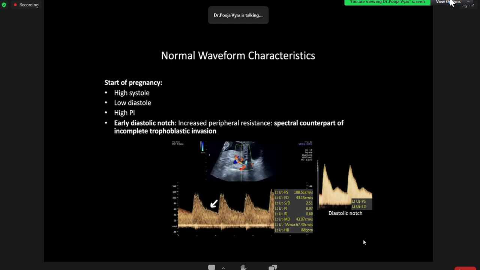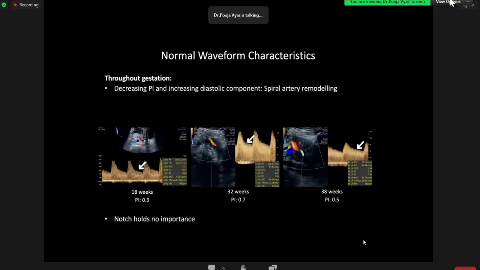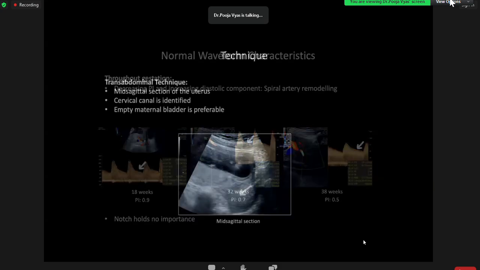An early diastolic notch, if seen, is the spectral counterpart of incomplete trophoblastic invasion. As the pregnancy moves further ahead, we see decreasing PI and increasing diastolic flow, which is because of spiral artery remodeling, and the diastolic notch now holds no importance.